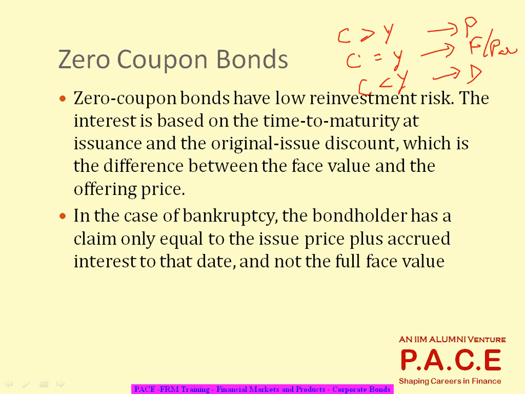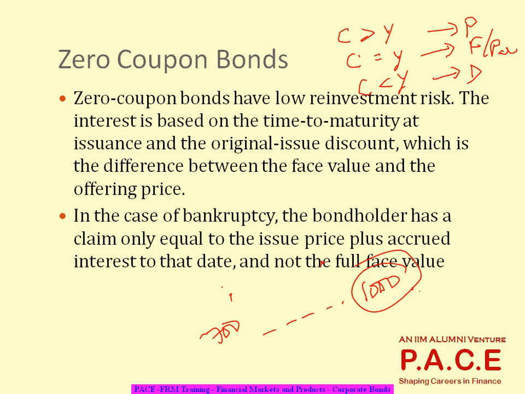Right? In case of bankruptcy, the bondholder has a claim only equal to the issue price plus the accrued interest till date. So let's say the company says that it will pay 1000 on maturity. You will purchase it because it doesn't pay anything in the middle. You will purchase it at, let's say, 700, so that after 5 years it will give you 1000, right? Because 1000 is fixed.